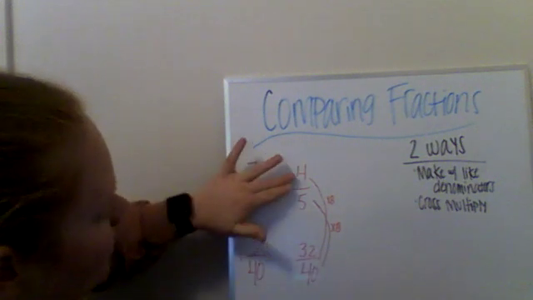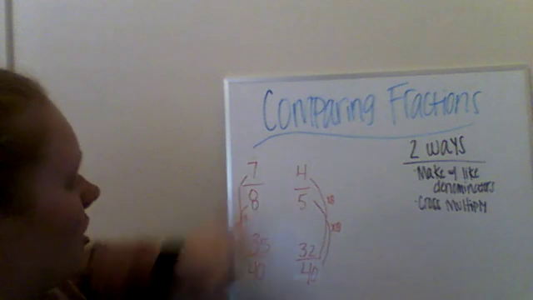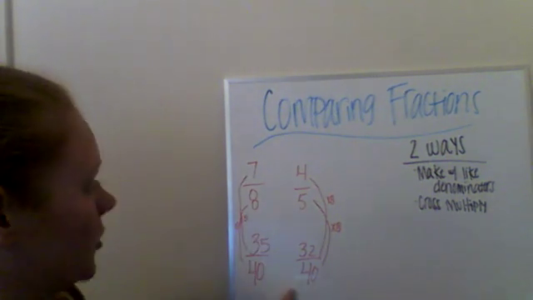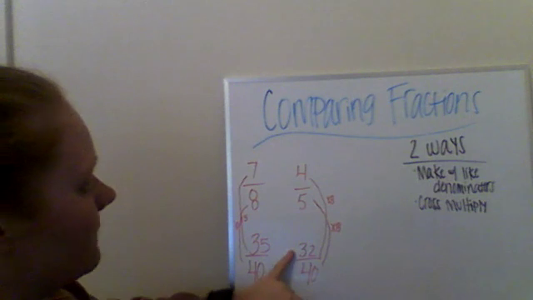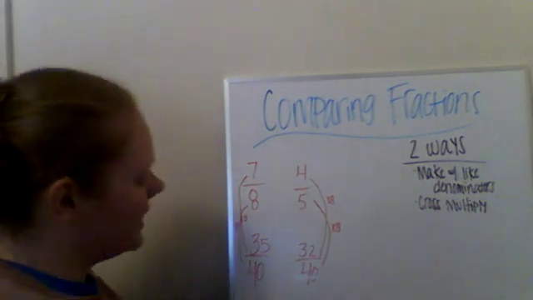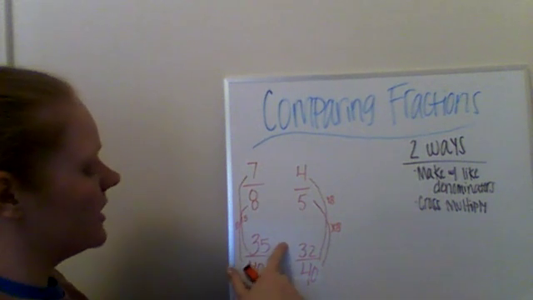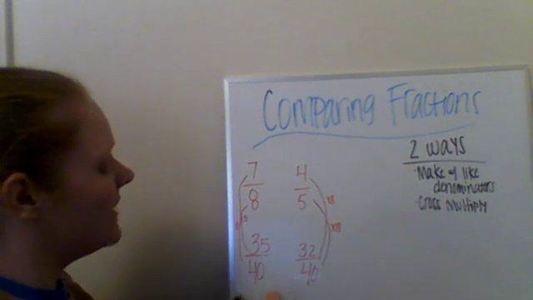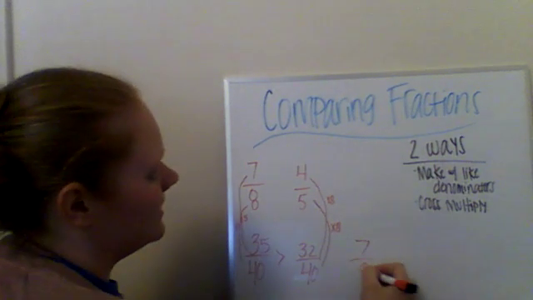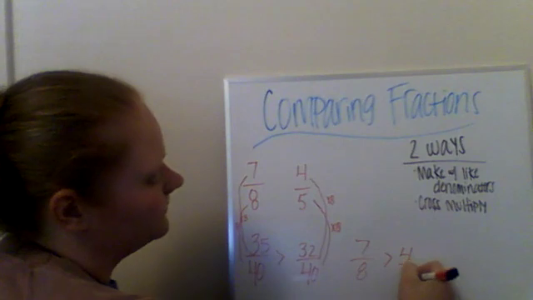So if I look at 4/5 and I want to make this into a like denominator with 7/8 dealing with 40ths, because 40 is the common multiple of 8 and 5, my new fraction would be 32/40ths. Okay, so when I look here, my denominators are the same, so I'm going to look at my numerators and figure out which one is greater. 35 is greater than 32, so that means 7/8 is greater than 4/5.